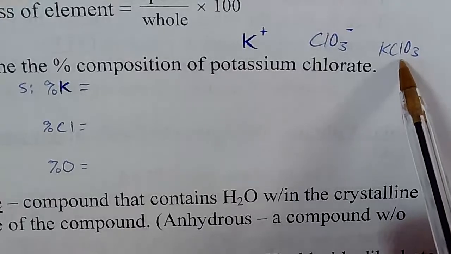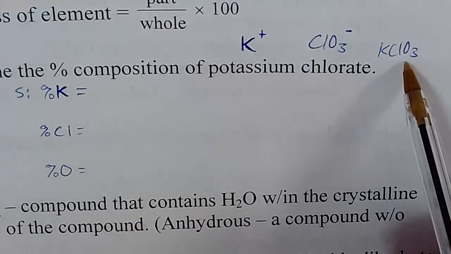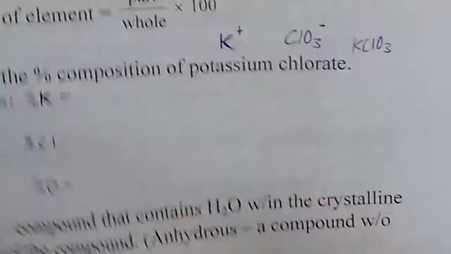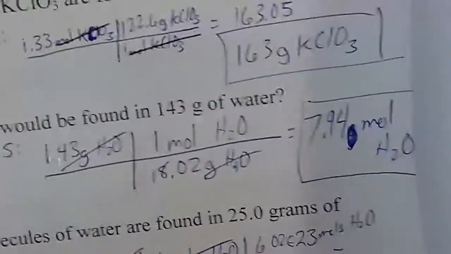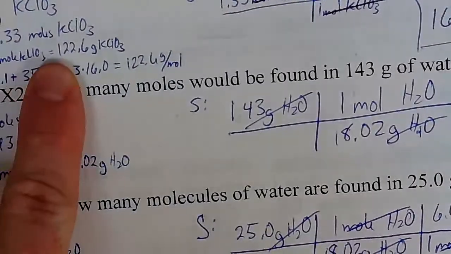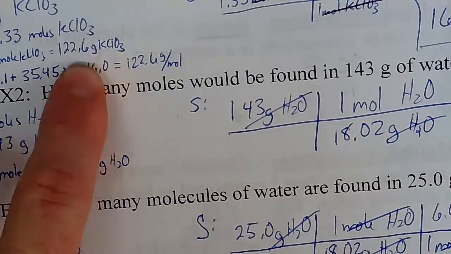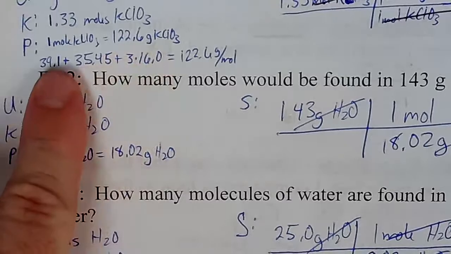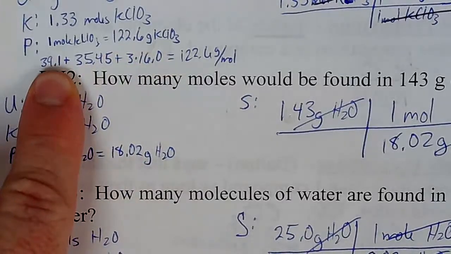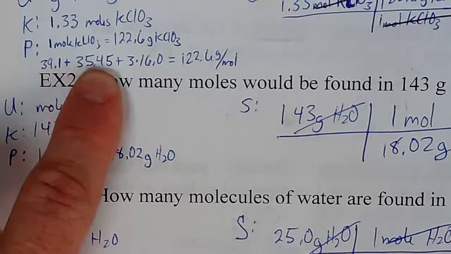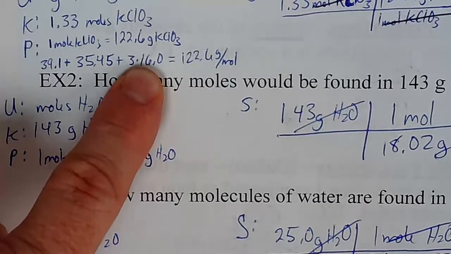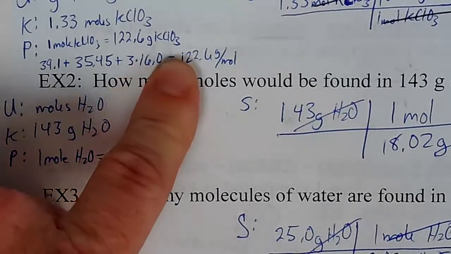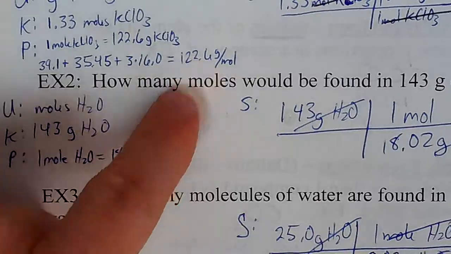We've already added up the mass of this compound before, and that's back here somewhere. Oh, yeah, there it is. Okay, so we added up the mass of the KClO3, and its molar mass is 122.6. And maybe you remember that the way we got that is we added up 39.1 and 35.45 and 3 times 16 to get the total of 122.6.